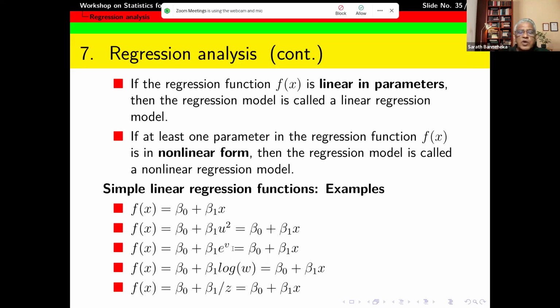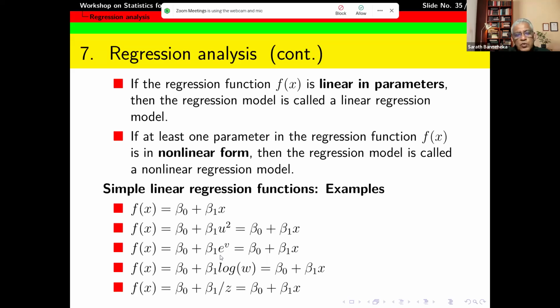Let's look at the next one. Suppose you have a variable denoted by v and you are going to fit a model like this, f(x) is equal to beta naught plus beta 1 e to the power v. So this function is not a straight line in terms of v, but it is a linear regression model because the regression coefficients are in the linear form. So it's a linear regression model.